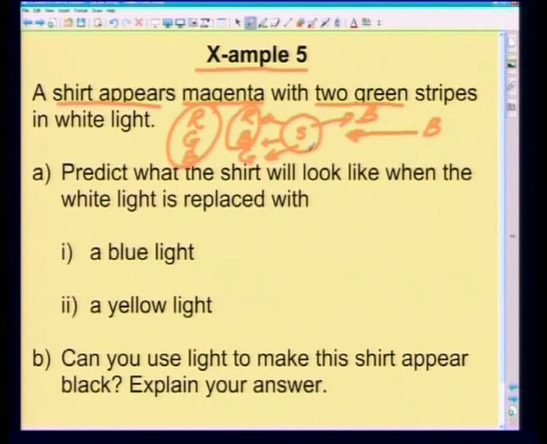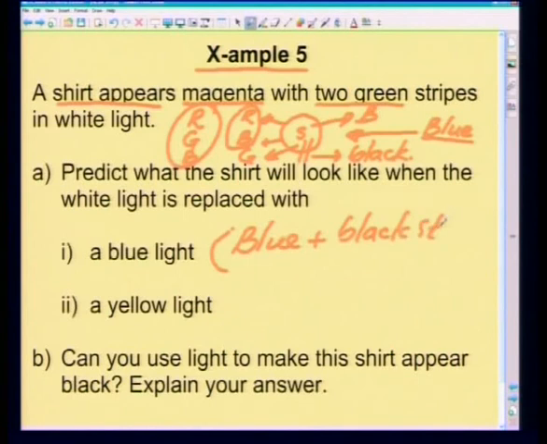Then the question is, what is going to happen to the stripes, the 2 green stripes? Now, well, blue doesn't have anything to do with green, and therefore these green stripes here are going to be seen as absence of color. And what is absence of color? Black. So we're going to see the main color of the shirt being blue, and these stripes being black. So that's what is going to happen here when we have a blue light. We're going to have the shirt, the main color being blue, plus black stripes. That's what we're going to see.